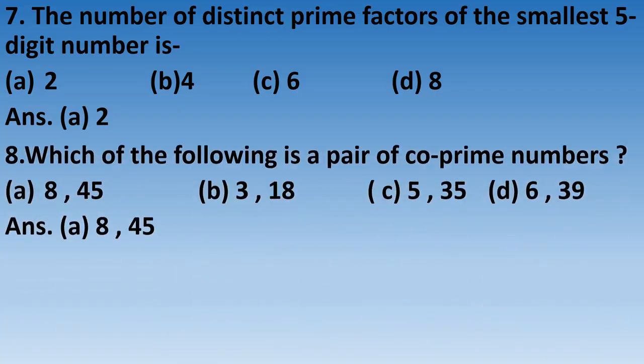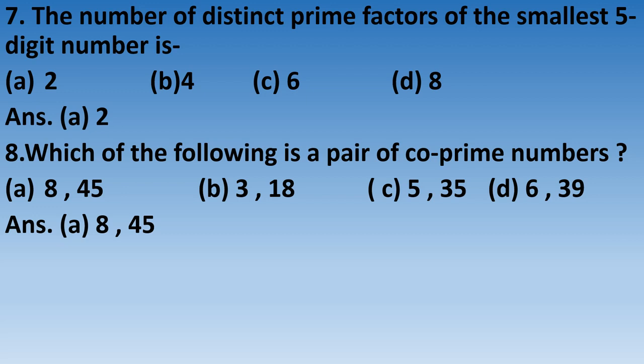Eighth, which of the following is a pair of co-prime numbers? Co-prime numbers are those numbers whose common factor is only 1. Answer is 8 and 45. In 8 and 45, common factor is only 1. So these are co-prime numbers.